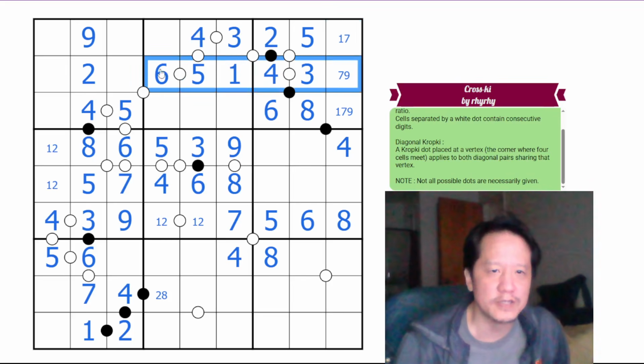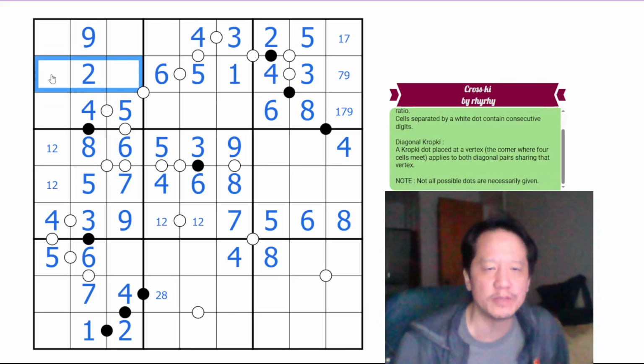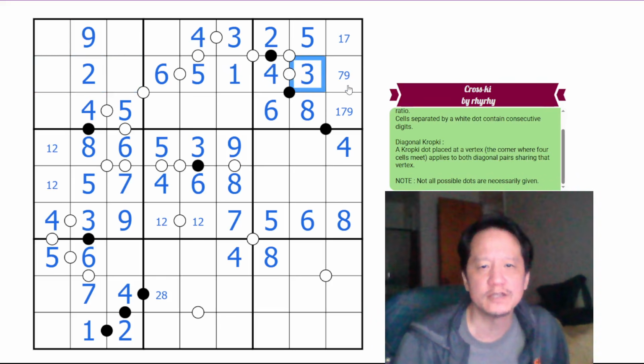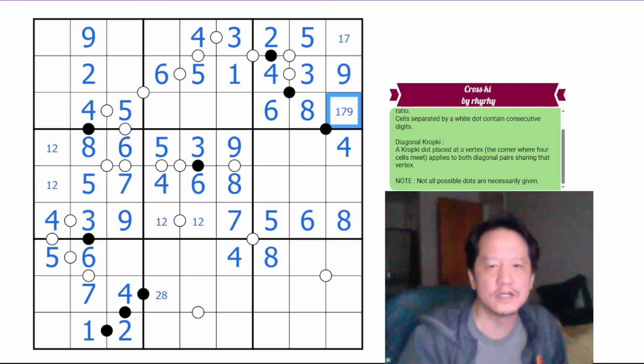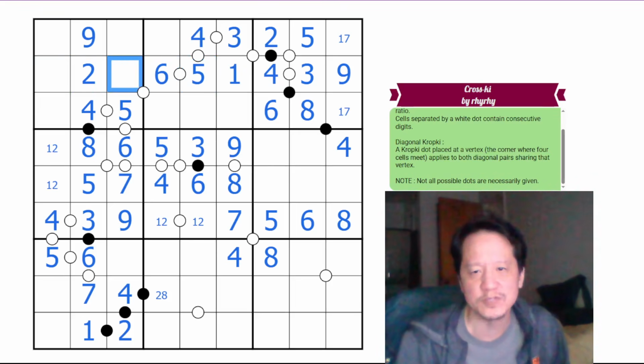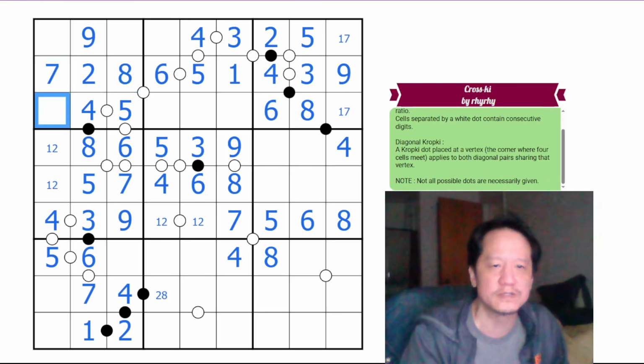So where is 9 in row 2? It cannot be these cells because of the 9 in the box. So it has to be here. So this is 9. Which leaves just a 7, 8 pair remaining in row 2. This can't be 7 because of the 7 in the column, so this is 8, which makes this 7.